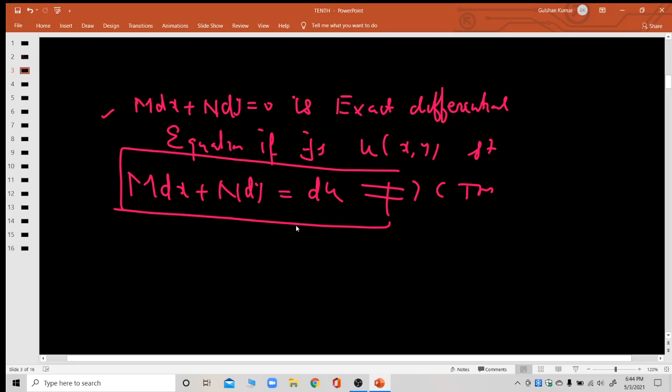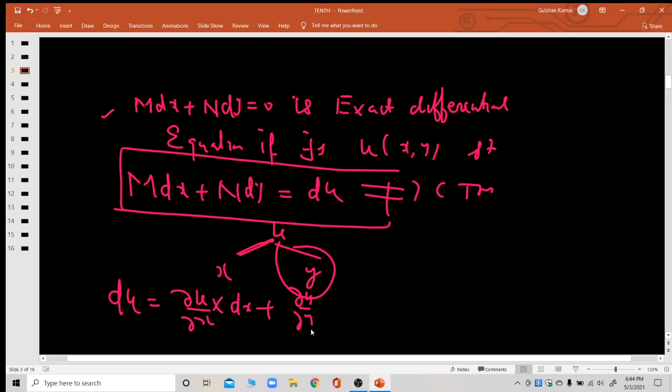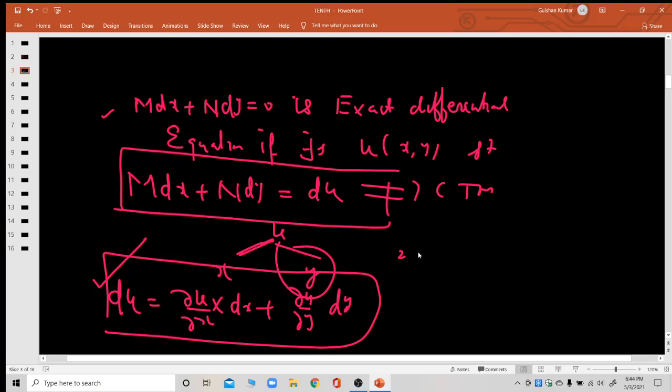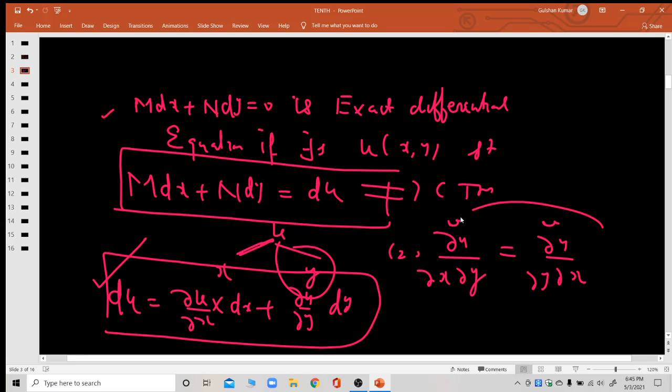important result. And if I say that u is a function of x and y, then the total derivative du will be equal to partial derivative of u with respect to x into dx, plus partial derivative of u with respect to y into dy. And the second very important result is that if u is a continuous function, then the second partial derivatives ∂²u/∂y∂x and ∂²u/∂x∂y are equal. So you can change the order of the derivatives.